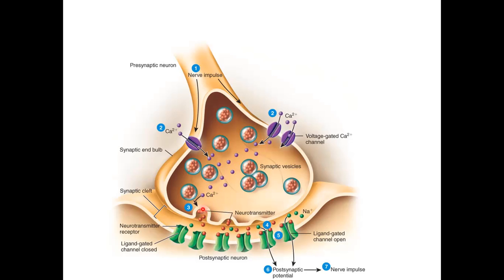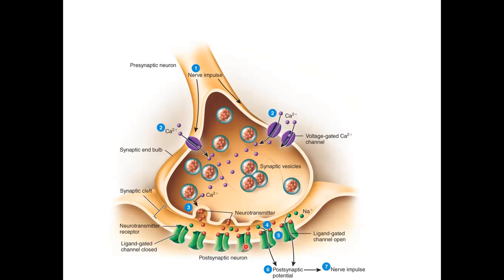The neurotransmitter, these brownish-looking molecules, will be shoved into the synaptic cleft, this gap between the cell membrane of the presynaptic neuron and postsynaptic neuron. So the presynaptic neuron is carrying the signal all the way to the end, and then this nerve impulse makes synaptic vesicles exocytose their content into the synaptic cleft.